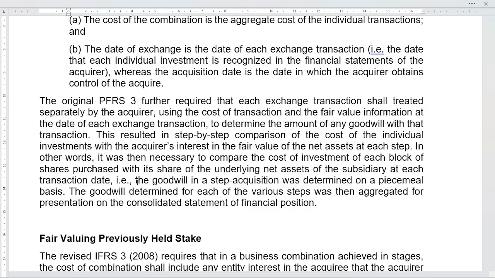In other words daw po, kinakailangan na ipagkumpara ang cost of investment of each share purchase na pinagbabatayan ng net assets ng subsidiary at each transaction. That is the goodwill na nakuha sa piecemeal basis acquisition. Piecemeal basis is yung series of transaction na naganap sa pag-acquire ni acquirer kay acquiree. So lahat ng goodwill na na-determine or nakuha ay pagsasama-samahin para sa presentation ng consolidated statement of financial position.